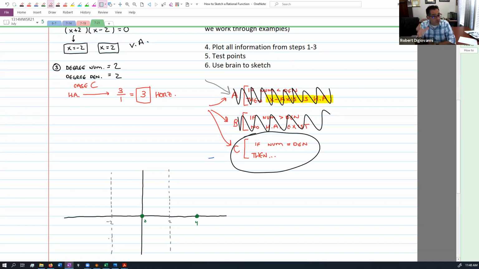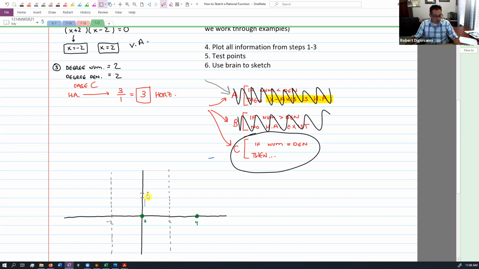And now's the new thing. The horizontal asymptote is 3. What that means is you have a horizontal dotted line, but instead of it being on the x-axis, it's moved 3 spaces up. So if I were to look at my graph, maybe 3 is about right here. I don't know, maybe it's not there. Maybe 3 is about right here. Okay, there's 3.